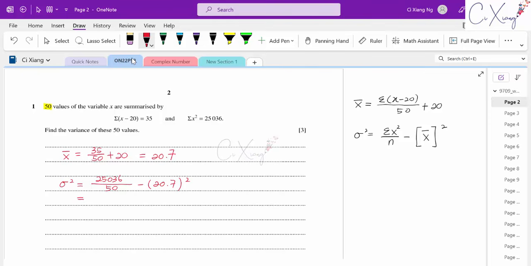Then when I calculate this value, I will get 72.23, or if you want, you can simplify it to a 3 significant figure answer, which should be 72.2. Basically this is the formula involved: we calculate the mean first before we can continue to get the variance for this kind of question.